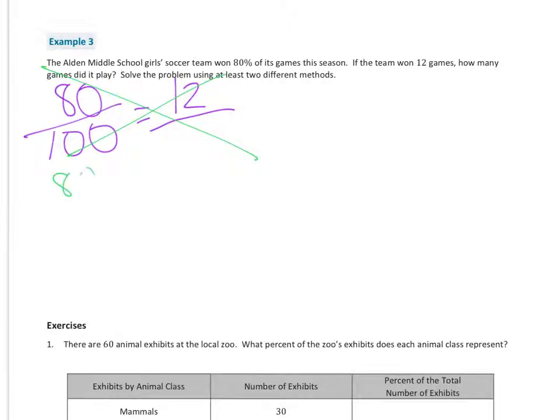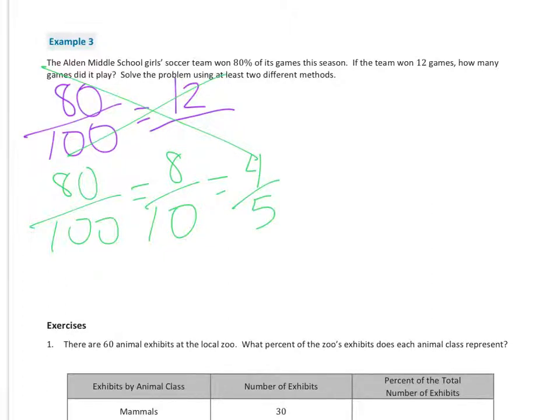So we have 80 out of 100. And another way of saying that is 8 out of 10, or 4 out of 5. Now let's think about it this way. 4/5. Hey, is 12 divisible by 4? Does that make sense? Yeah.